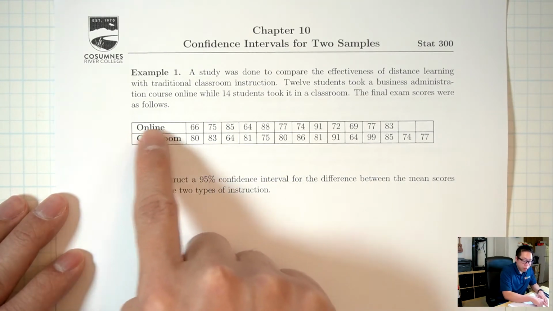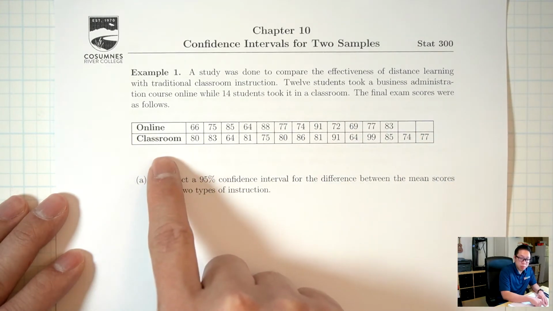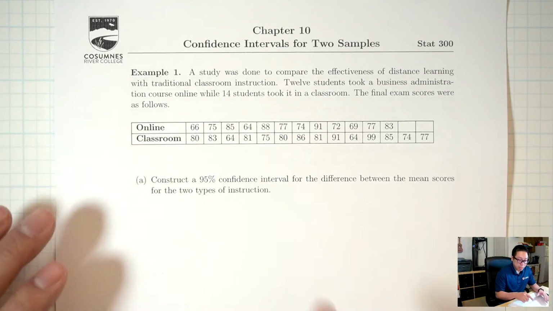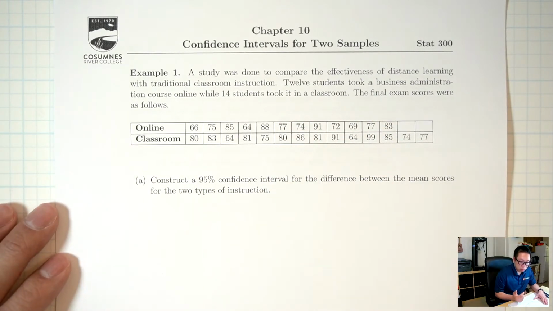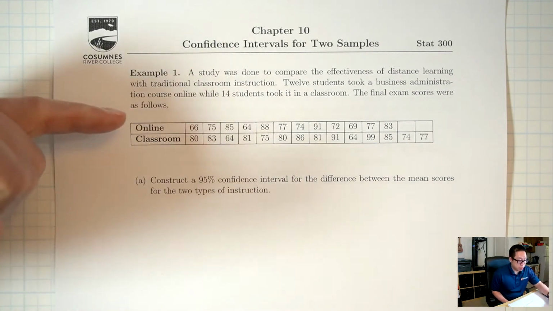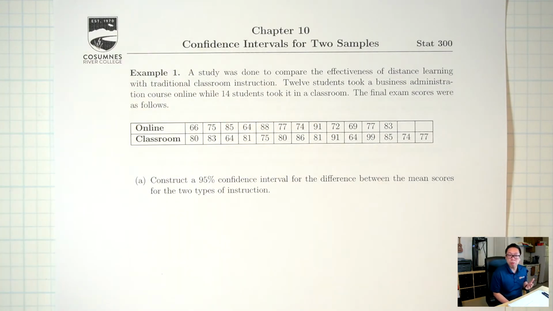Are the students in the first group related in any way to the students in the second group? All we're told in the problem is that 12 students took it online and 14 students took it in the classroom. Nothing else. So we're not told that the online group are related in any way to the classroom group. So that's not the second main example of matched. This would have to be independent then.